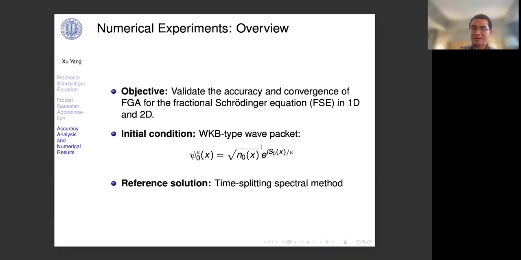But if we consider a highly decaying initial condition like a wave packet, we are able to treat this as a periodic boundary condition as long as the dynamics does not touch the boundary. So that we can use the spectral method, which is highly accurate, to compute a reference solution. This is the setup that we had for the numerics: the spectral method as a reference and the WKB initial condition.